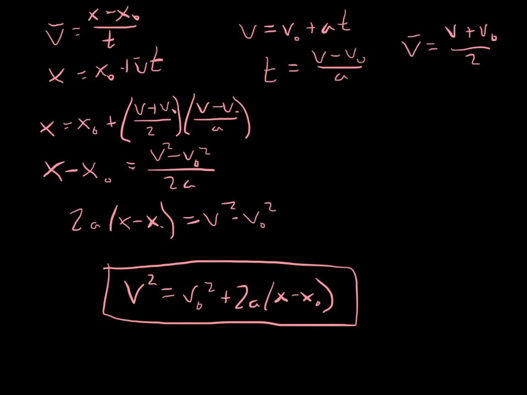So this one's very useful for finding out how fast something has gone, if we know how fast it started, its acceleration, and its change in position, or, again, any of the variables in here. And this is a great equation, especially if you don't know time, right? You'll notice that our other two equations had time in them. This one does not. So if you're not given time in a problem, this might be a good equation to use.